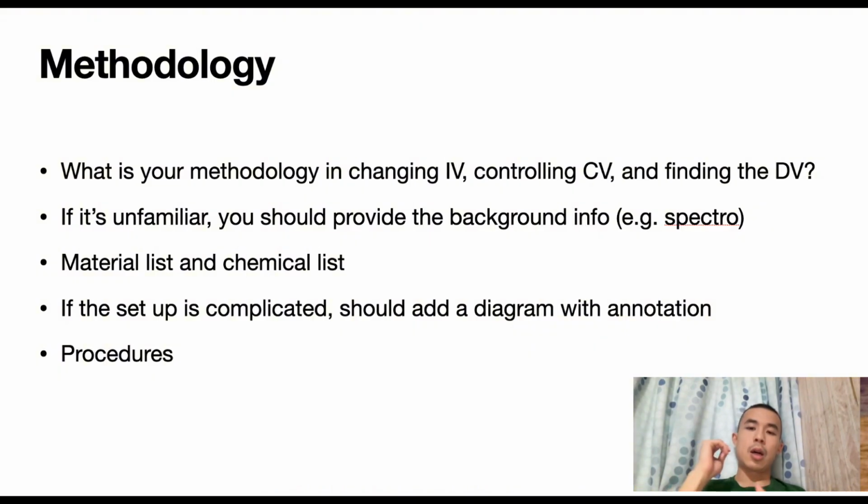After talking about the introduction, you need to provide the material list and the chemical list. For the material list, that means the apparatus. If that particular apparatus has uncertainty, please list it out as well. If the setup is complicated, it would be great that you add a diagram with annotation. Remember the diagram should be in 2D. Annotation is very important if you put in a diagram.